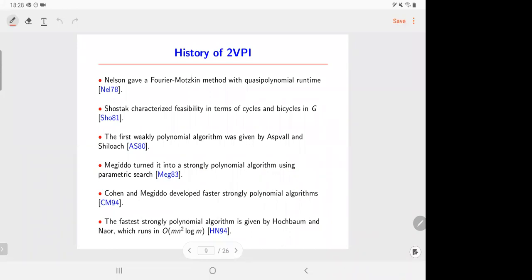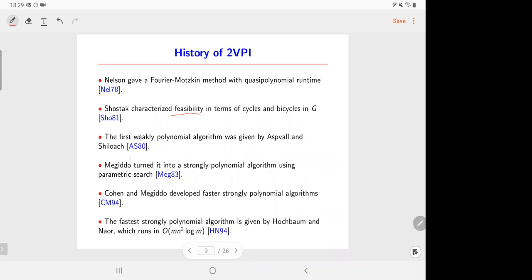Give a brief history of the algorithmic developments of this problem. The first algorithm was given by Nelson. He modified the Fourier-Motzkin algorithm to get a quasi-polynomial runtime. And then afterwards, Shostak in 81 characterized feasibility in terms of cycles and bicycles in the graph, as we have just seen. The first weakly polynomial algorithm for the problem was given by Aspvall and Shiloach. And this is essentially the binary search framework that we just saw.